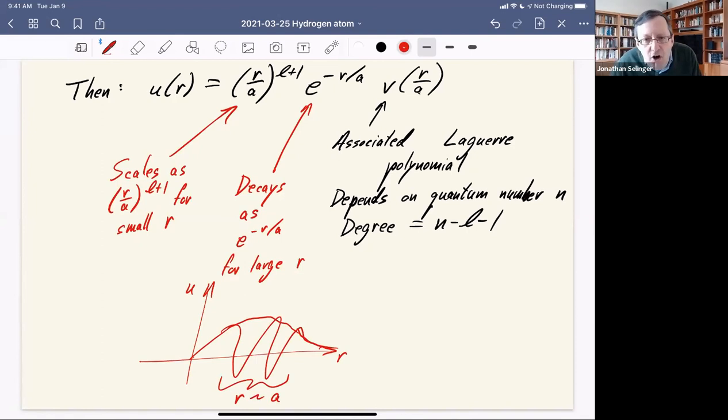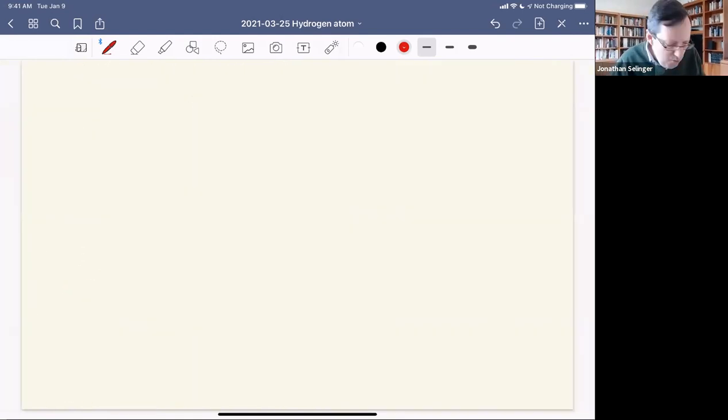All right, so when r is something comparable to the Bohr radius, not necessarily one times the Bohr radius, maybe it's five times the Bohr radius, but it's not a million times the Bohr radius, it's a few times the Bohr radius. And that's where the electron probably is. That's where most of the probability is concentrated. Okay, so now this is the radial dependence. Now we can put together all the pieces.